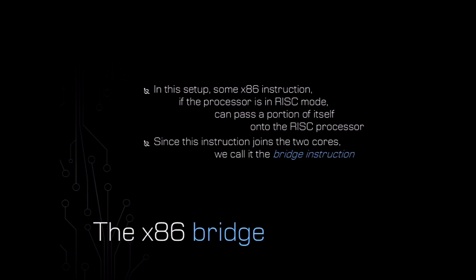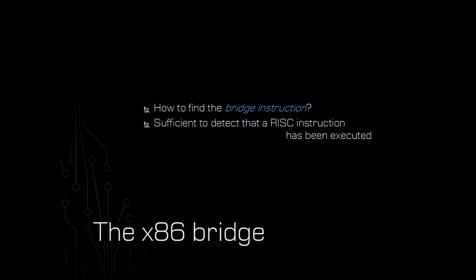And since this x86 instruction essentially joins the two cores, it joins the x86 and the RISC core, I started calling this the bridge instruction, but we don't know what this instruction is yet. So I have no idea how to actually feed instructions to this RISC core that I've activated.